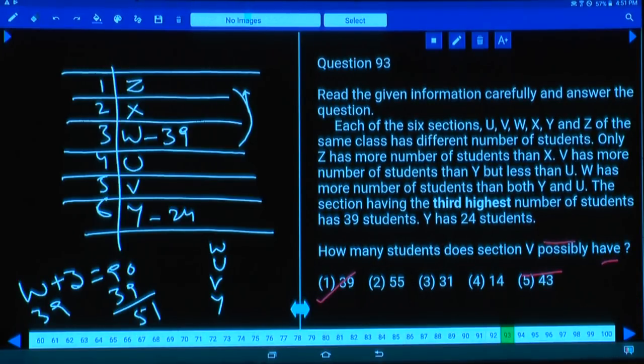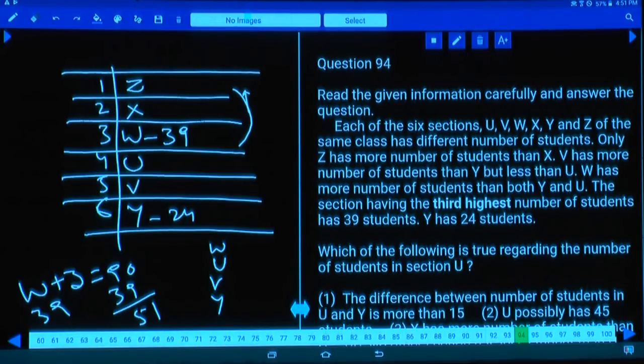Then question number 93. How many students does section V possibly have? We can have between 24 and 39. What is the only number? Here choice 3 is the answer, 31.